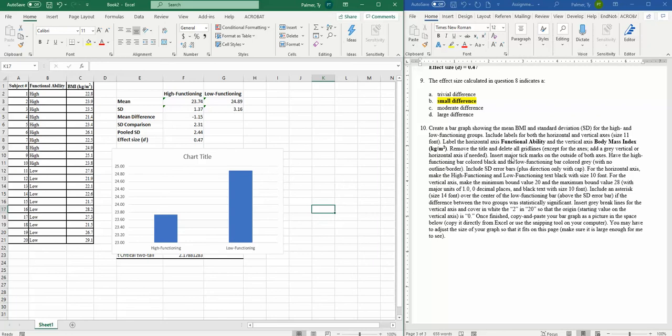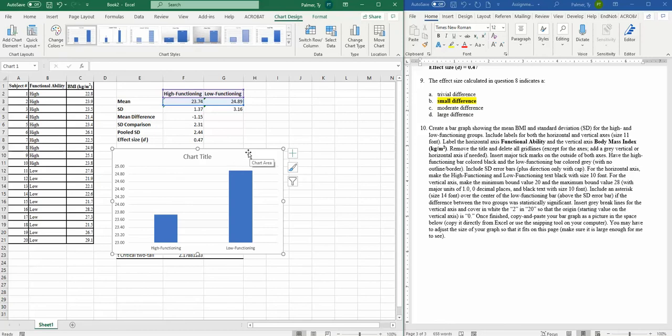Again, there's lots of steps. I already talked about the first few here. Again, we're going to need to create labels next. Include labels for both the horizontal and vertical axes, and we need to make those size 11 font. We're going to label the horizontal axis functional ability. So let's do that one first.